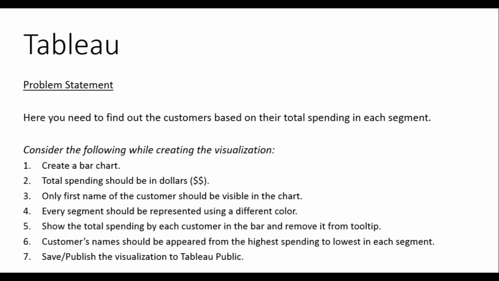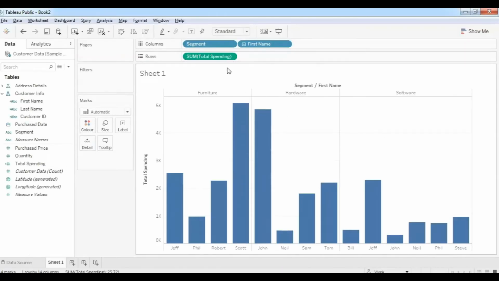So we have got the customers based on their total spending in each segment, because we have these 3 segments. We know that these are the customers who purchase something in this segment, and these are the customers who purchase from the hardware segment, and again these are the customers who purchase in the software segment.